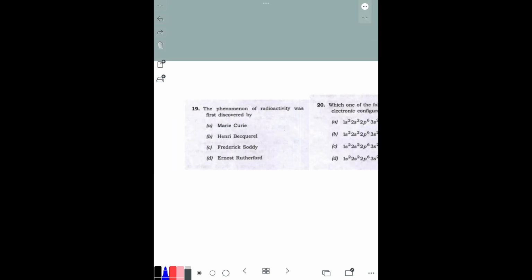What is the total number of orbitals associated with the principal quantum number 3? The total number of orbitals is n square. So for 3, it is 3 square, that is 9. Option C is the correct answer. The phenomenon of radioactivity was first discovered by one of these 4 scientists. It was first discovered by Henry Becquerel in the year 1896. And Marie Curie and Pierre Curie got the Nobel Prize in 1903 for their study of Becquerel radiation. So the correct option is B.